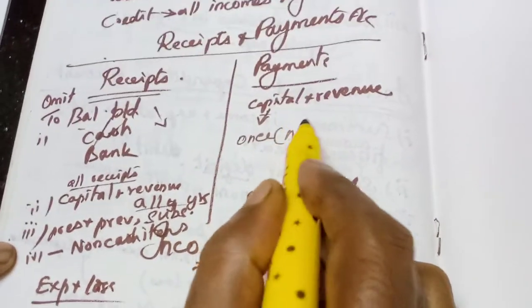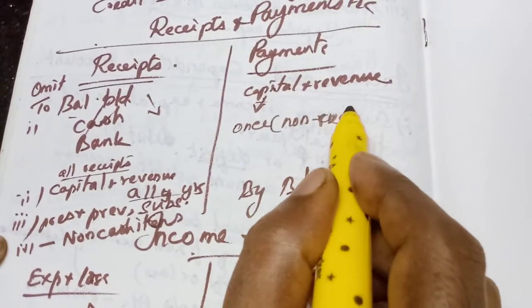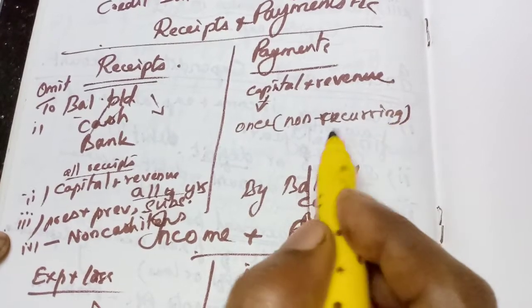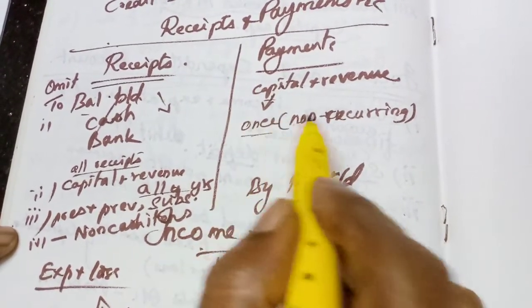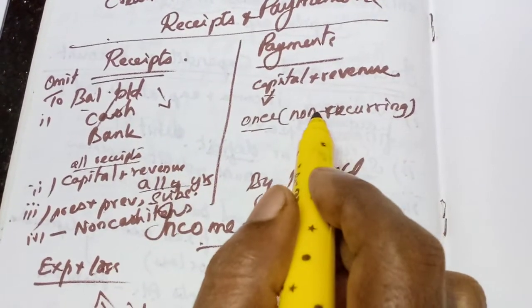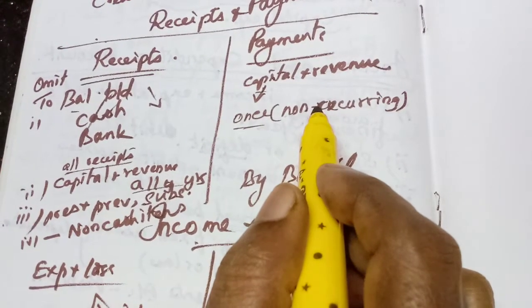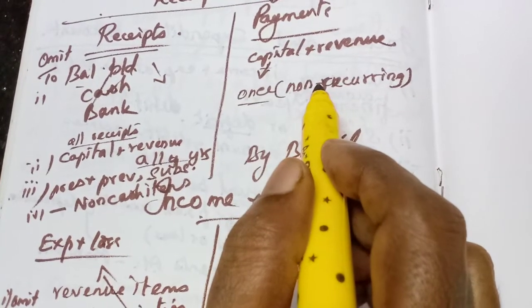That means non-recurring in nature. Recurring means happening again and again. Non-recurring means what? Only once it will occur. That is capital expenditure or capital receipt. Not often, every year it will not occur. You can use your common sense and ask whether this expenditure will be incurred that often.